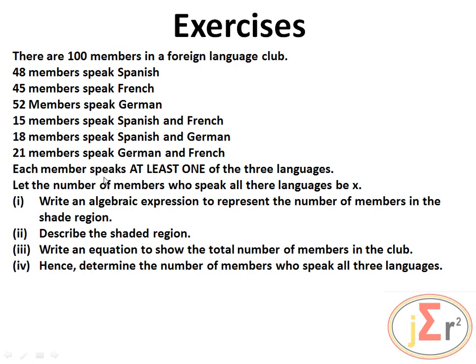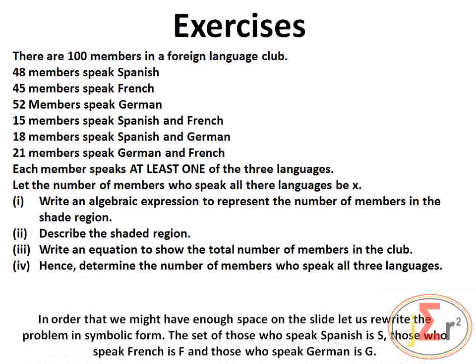Now each member speaks at least one of the 3 languages. So write an algebraic expression to represent the number of members in the shaded region. Of course, we do not have a shaded region because we do not have a diagram. The diagram is going to be presented in a short while. So write an equation to show the total number of members in the club. Hence, determine the number of members who speak all 3 languages.